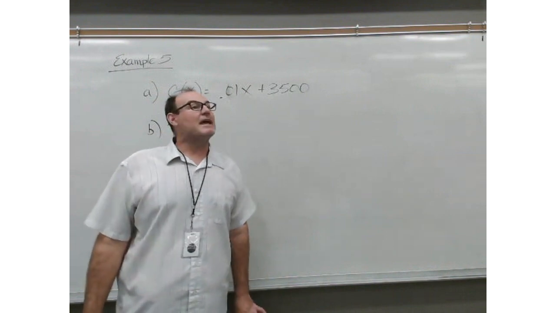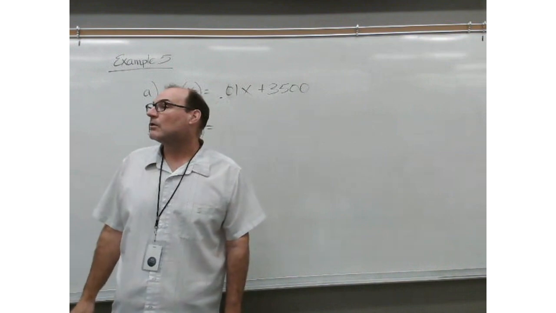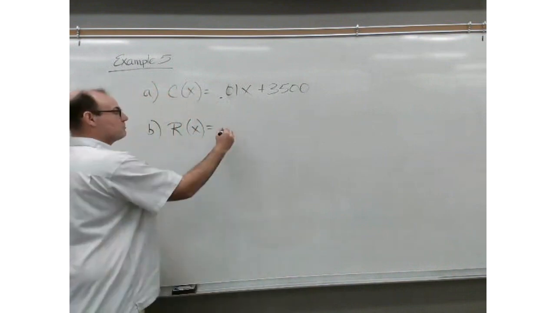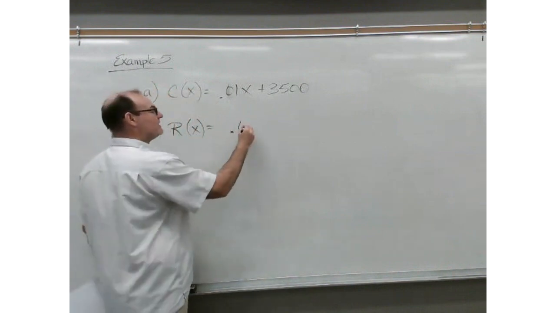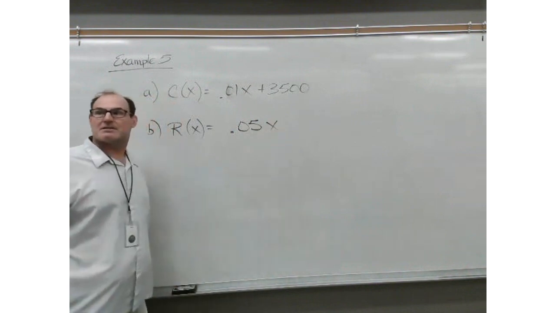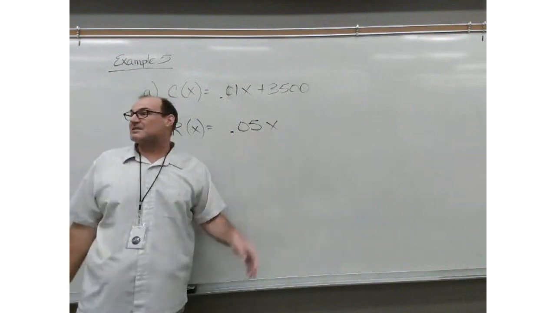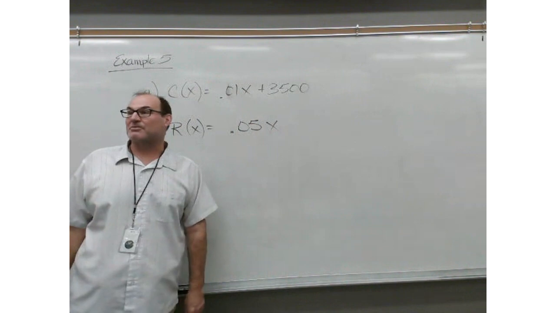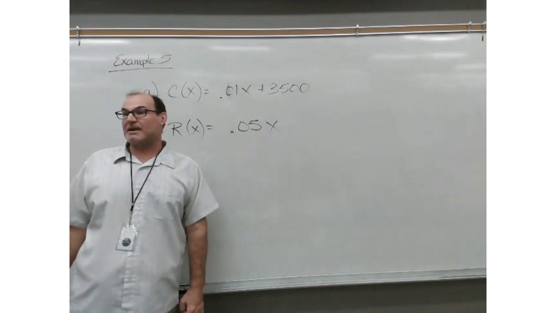So what does this person take in for each copy? 5 cents. So the expression for the revenue is 0.05x. Have to have the x, otherwise they're just making 5 cents. That's not much fun. You with me?